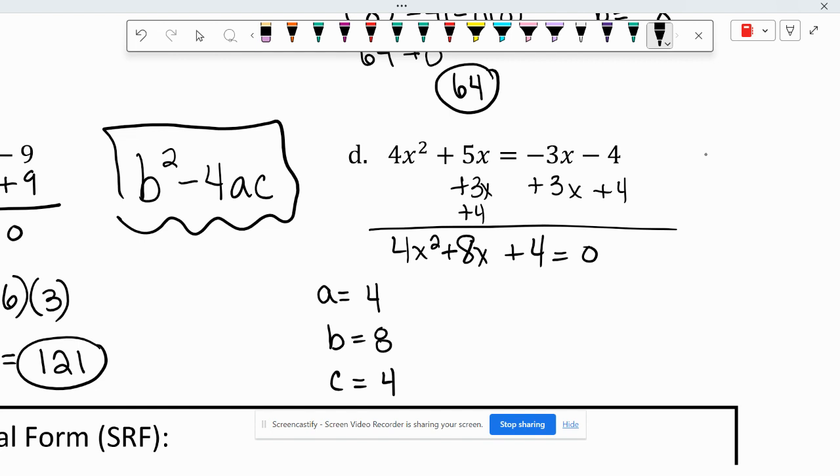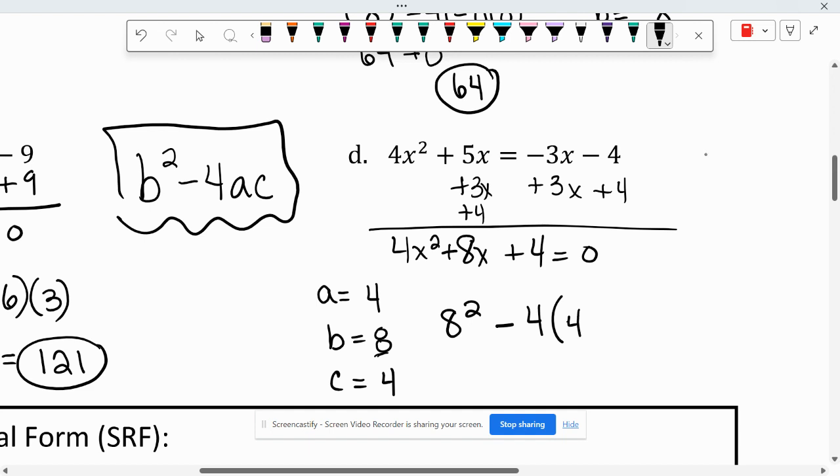What is the value of B? So 8 squared. Perfect. So let's see. 8 squared is 64. And 4 times 4 times 4 is? So what's the value of the discriminant? 0.